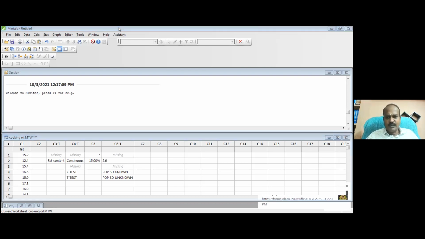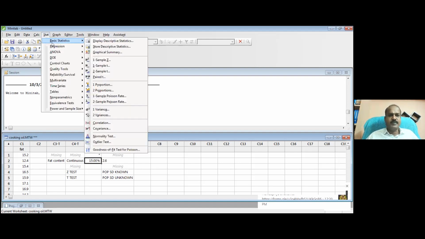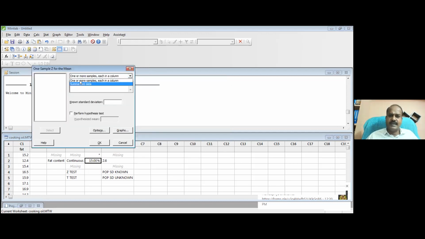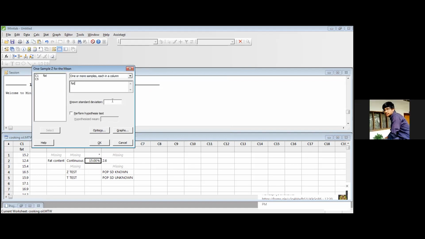All I want to understand is whether my company is really producing cooking oil with 15% fat content. So go to Stat, go to Basic Statistics. Do you see one-sample Z test here? I select this. Minitab asks whether I have the summary of the data or the data. I have the data, so I click that. The data is in column number 1. The known standard deviation is 2.6.